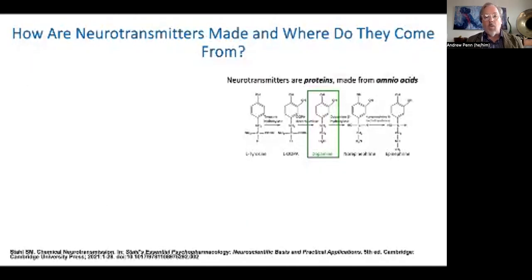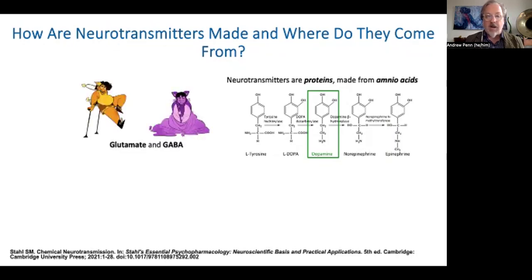So neurotransmitters, what are they and where do they come from? Remember last week we talked about how the brain is made up largely of proteins. Neurotransmitters are a type of protein, and all proteins are made from amino acids. So in the case of this example, the neurotransmitter dopamine is made from the amino acid L-tyrosine. Before it becomes dopamine, it becomes L-dopa, if you're following this from left to right. And interestingly, dopamine is the parent to norepinephrine. Norepinephrine is converted to epinephrine. So all this comes from L-tyrosine.